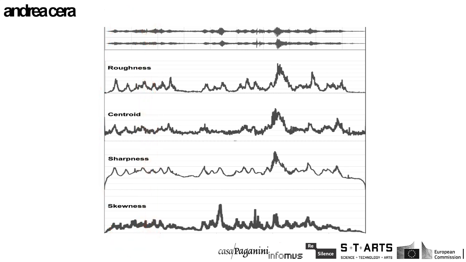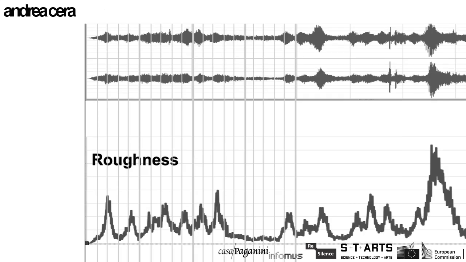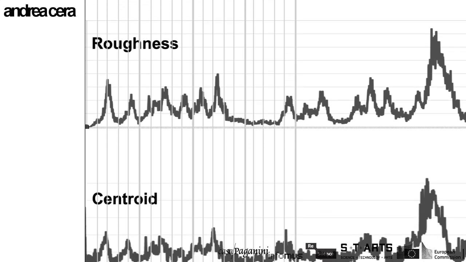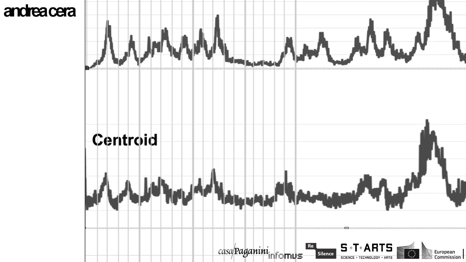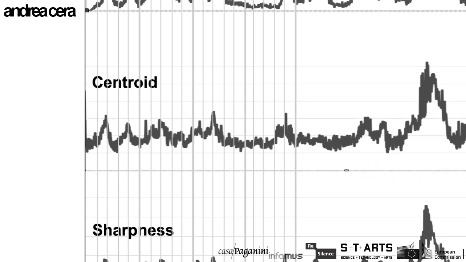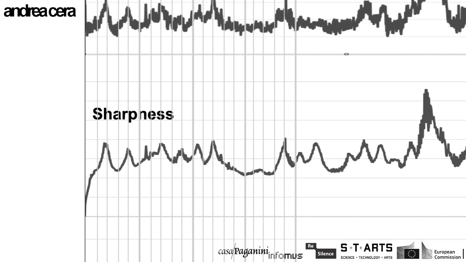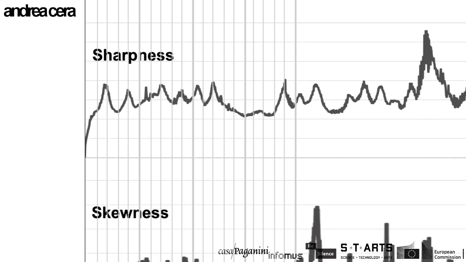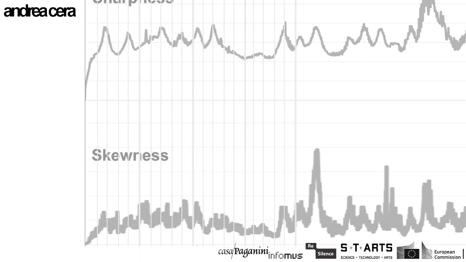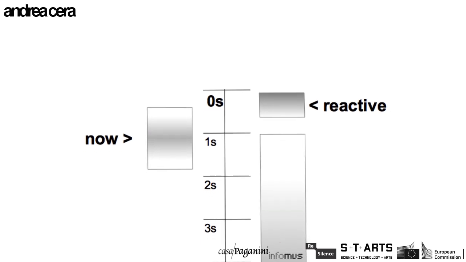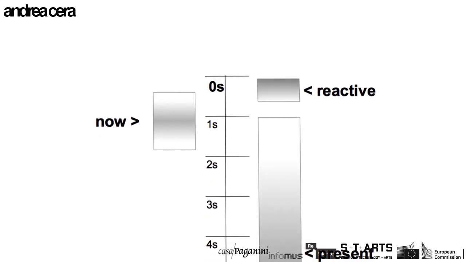Considering the way these parameters evolve during time, we notice a fast rate of change. Just by simply applying a 1-second grid on the plots, we can see that our dimensions change in very short times, often in 1 or 2 seconds. This type of timing positions the listener in a short temporal scale, between the reactive and the now dimensions that we have seen in the third video.